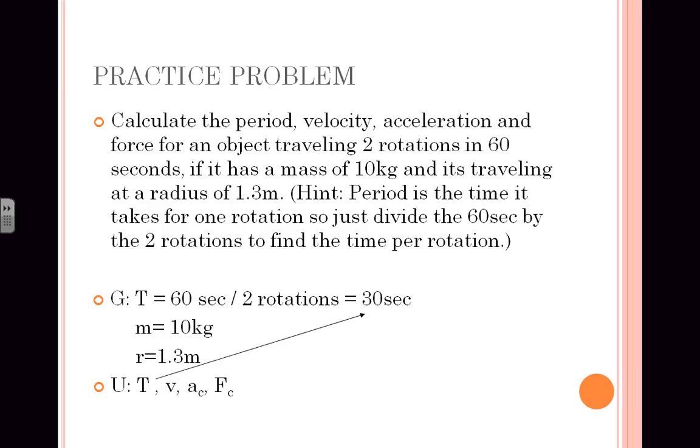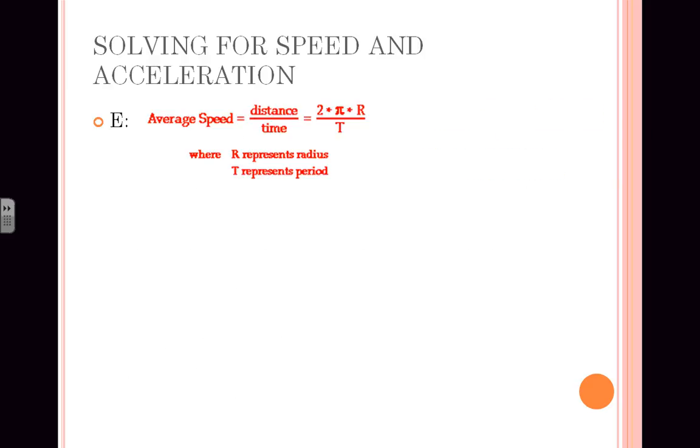Again, we've already solved for the period. It's 30 seconds, so we don't have to actually use an equation for that. We will have to show an equation for these, though, so let's go ahead and do that. So for speed, we'll use that average speed equation, distance divided by time, or 2 pi r over t. And if we plug in our values for that, it would be 2 times pi times the radius of 1.3 meters divided by the period of 30 seconds. And that would give us a solution for the velocity of 0.27 meters per second.